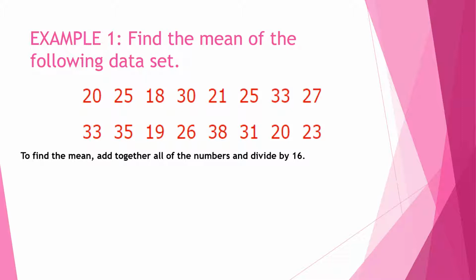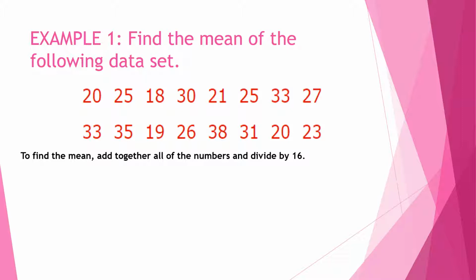All right, so to find the mean, you're going to add together all of the numbers and then divide by 16. So why am I dividing by 16? I'm dividing by 16 because that is the number of data points that I have in my data set. So you count up how many numbers there are in your data set, and that's what you divide by to find the mean.